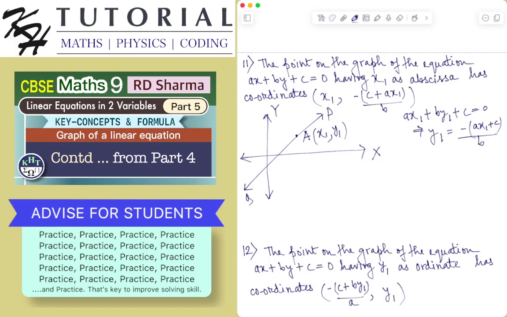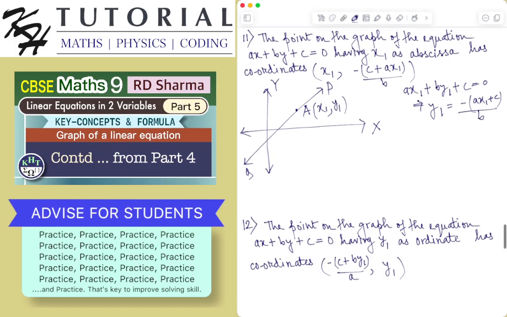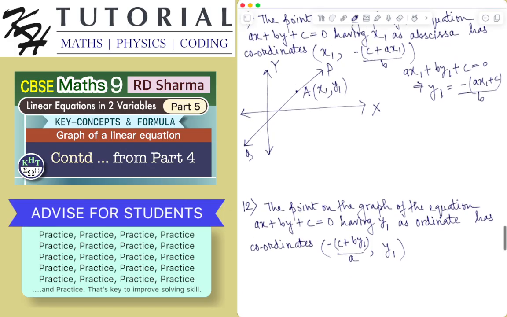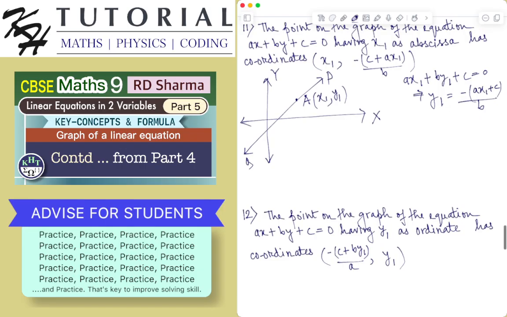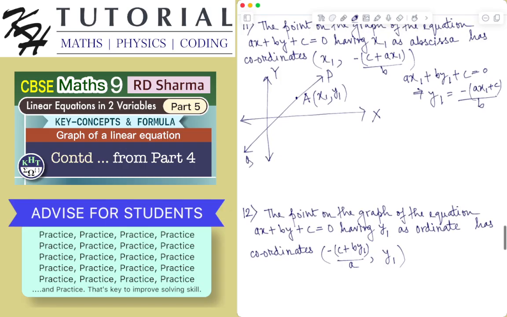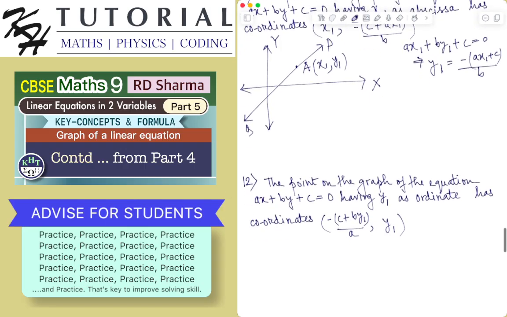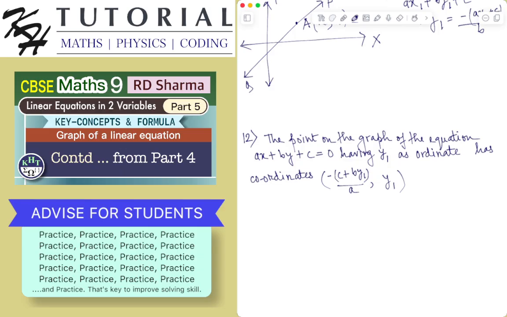This is the concept. The next point is similar to 11, but we have an equation ax plus by plus c equals 0, and the question is: if there is a point on the graph of this equation whose ordinate is y1, then what will be the abscissa? So nothing new, the concept is the same.